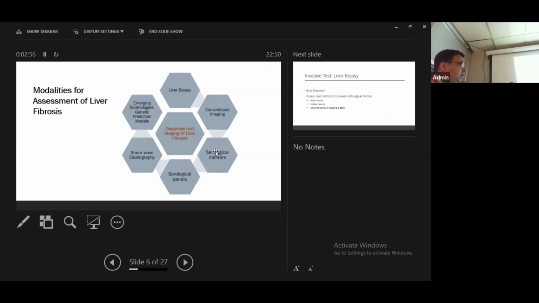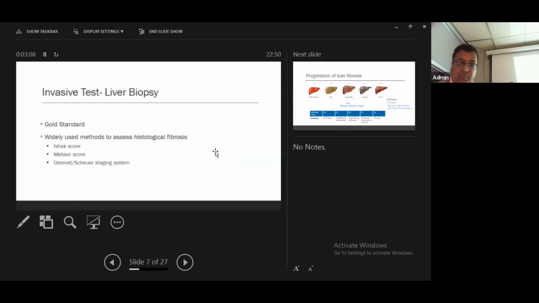So diagnosis and staging of liver fibrosis may be done by liver biopsy, conventional imaging, serological markers, serological panels, shear wave elastography, and some emerging techniques. As I told earlier, liver biopsy is the gold standard, a widely used method to assess histological fibrosis.